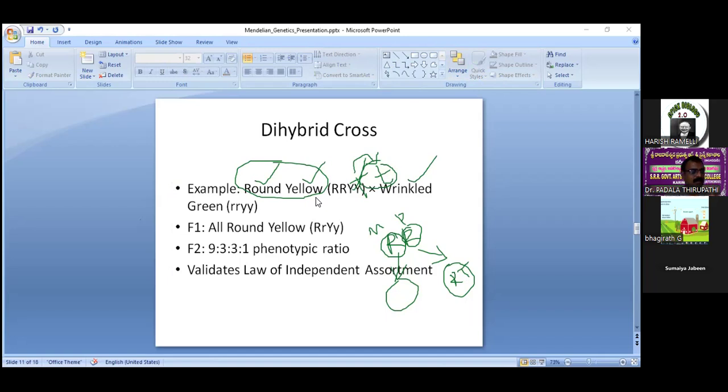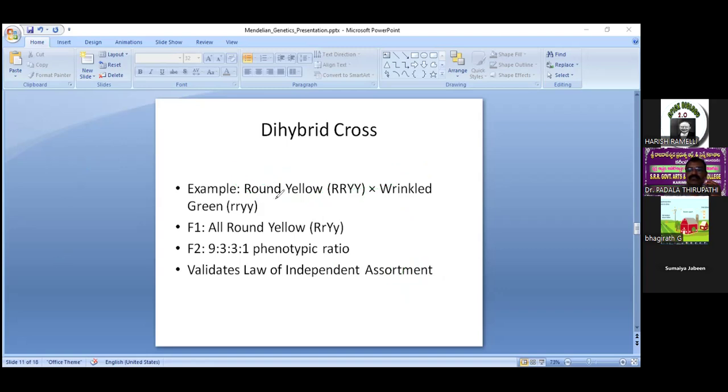Hello, any problem? Sir, if possible, please erase this monohybrid cross, capital T, small t, and capital N, capital N. Then right? Is it Okay, clear now? Proceed, sir. Okay. So these at a time with two characters.